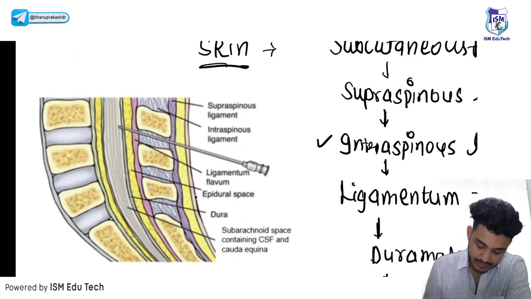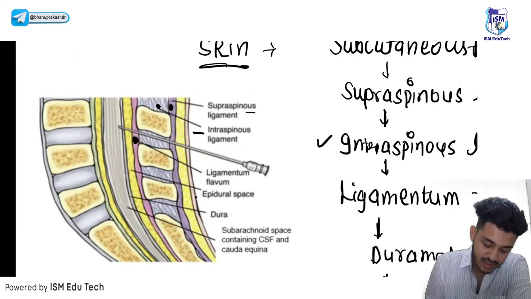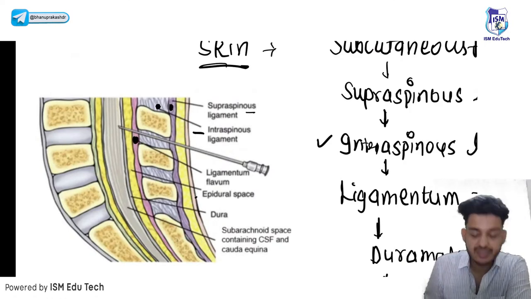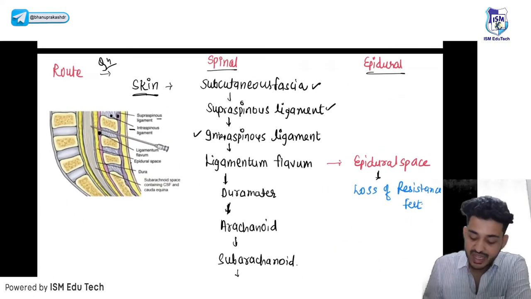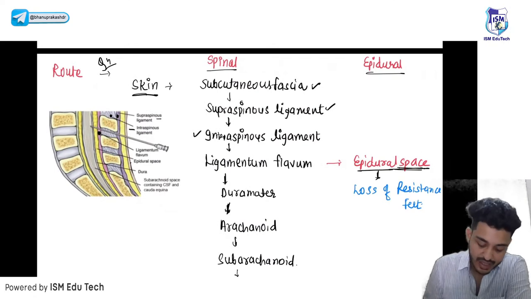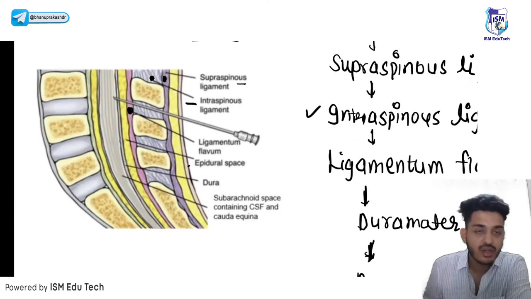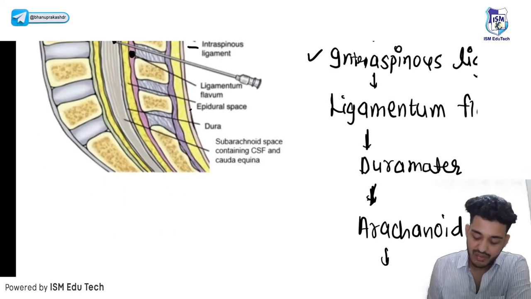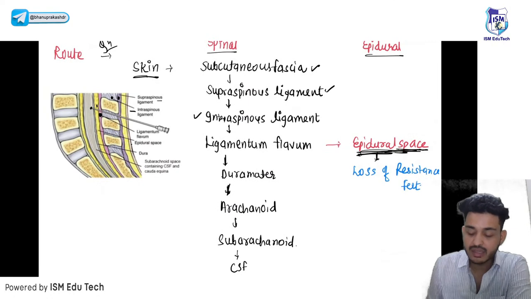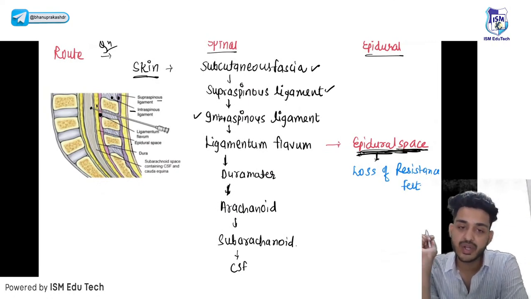This one is your skin. After this, subcutaneous fascia will be there, then the supraspinous ligament, then the interspinous ligament, and then ligamentum flavum. Now, if I want to inject the drug in the epidural space, I can directly inject the drug here. So after ligamentum flavum, I can directly inject the drug into the epidural space.